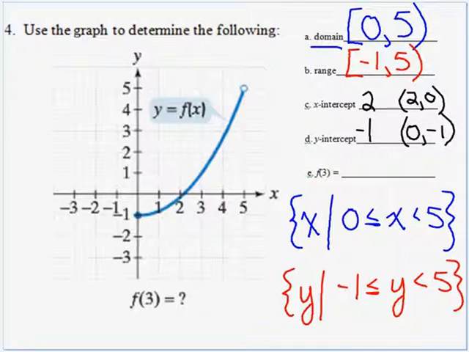The last thing, we're asked to find a value of the function at the input of 3, so f of 3. Find 3 on your x-axis, your domain. If I look down, I do not see the function, but if I look up, I hit the function right here. What's our value on the y-axis? Positive 1.